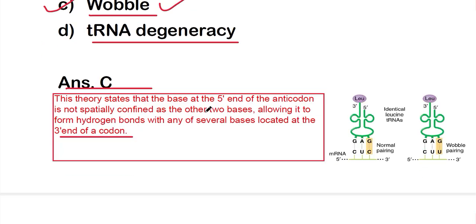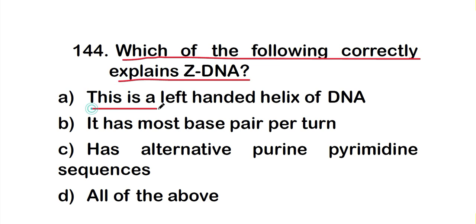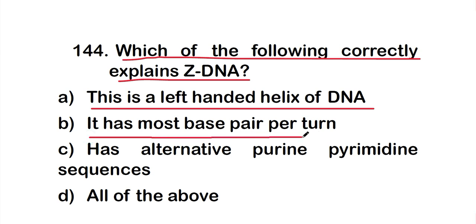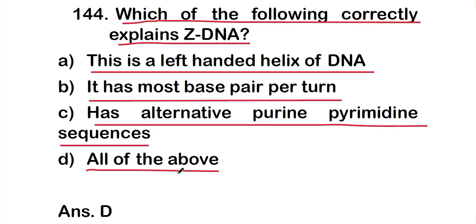Okay, so let's move on to the next one. Which of the following correctly explains Z-DNA? The options are option A, it is a left-handed helix of DNA. Option B, it has most base pairs per turn. Option C, it has alternative purine-pyrimidine sequences. And option D, all of the above. And the right one is option D, that is all of the above.